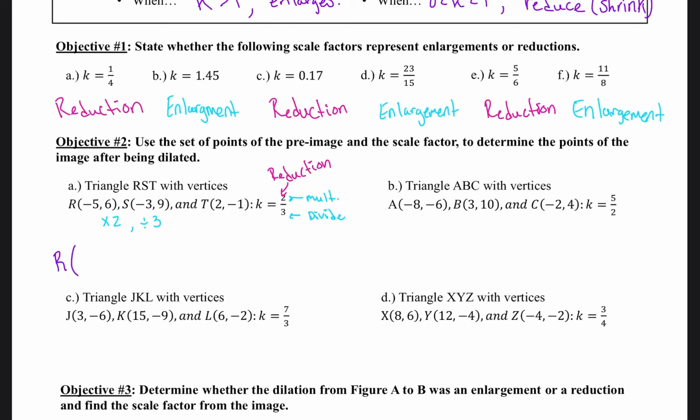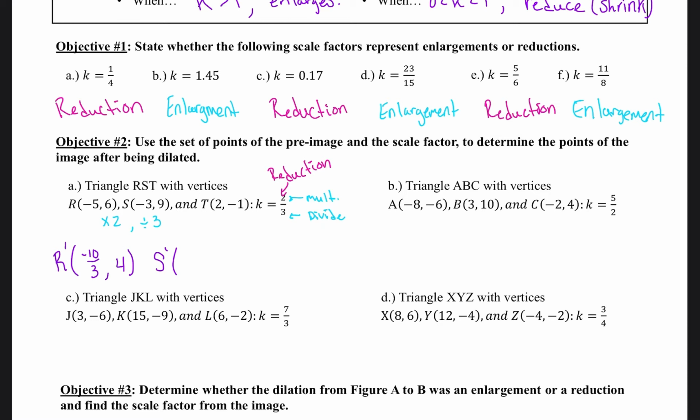So looking at this first one, if I take -5 and multiply it by 2, I get -10. -10 divided by 3, that doesn't divide, so I'm going to leave it as -10/3. 6 multiplied by 2 is 12. 12 divided by 3 is going to give us 4, so that simplifies to that. That's my R prime.